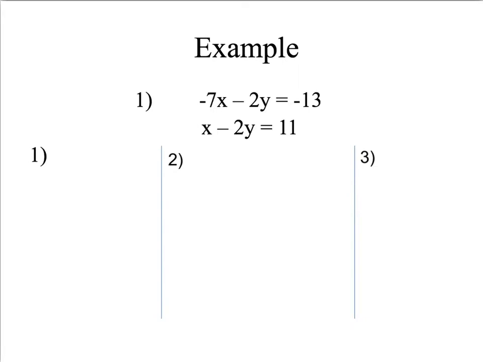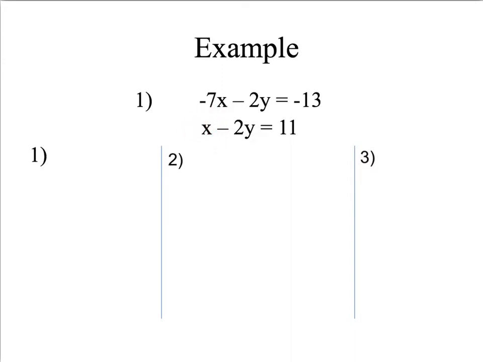So as you see, I already have this problem set up in 3 columns for us. So my first column, I want to solve for the easiest variable. If I look at my 2 equations, I have a negative 7x, a negative 2y, plain x, and a negative 2y again. The easiest variable will always be one that is already completely by itself, one that does not have a number in front of it. So that means we would want to go for this x. We want to get that x by itself.